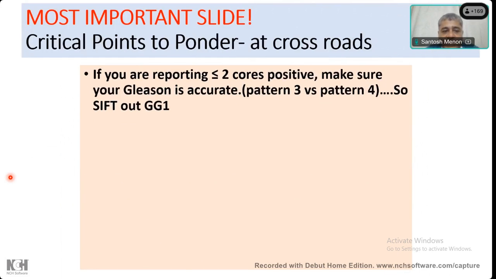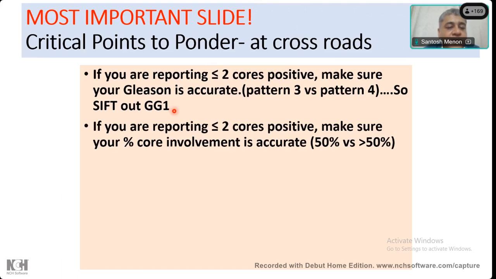Be very, very careful if you're reporting 2 or fewer cores as positive. You're sure you have a cancer, but only 2 of the cores are positive. Be sure your Gleason scoring is accurate, because pattern 3 versus pattern 4 matters. Once there is clearly pattern 4 or a cribriform pattern 4, those patients may not be placed on active surveillance. Although there is a move now that even with a little tumor in 2 cores, even if there's some pattern 4, they may go for active surveillance. But if it is a pure pattern 3 in 2 cores and your Gleason score is 6, that patient may be spared any kind of treatment and put on active surveillance.